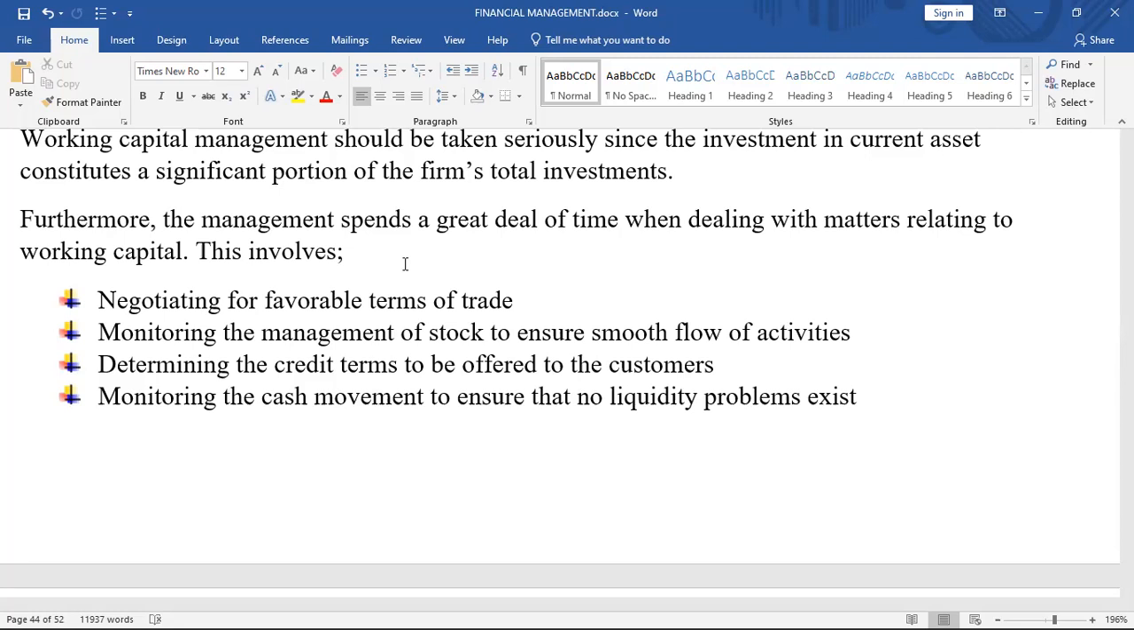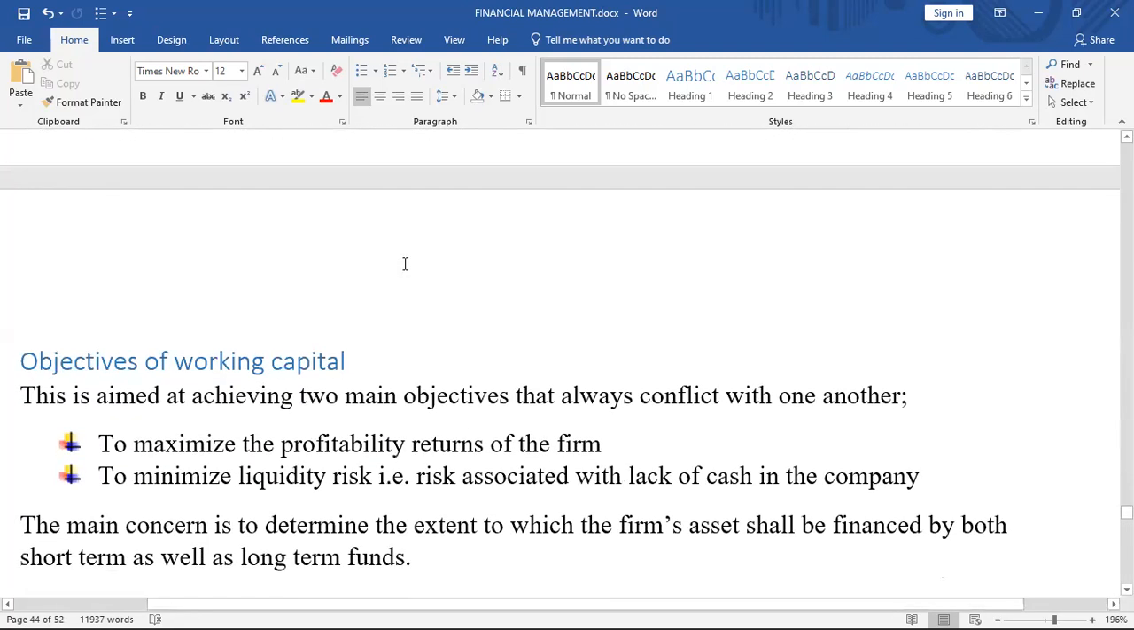It is very critical to ensure that we are not going to come up with issues, and that we are not going to have any constraints in regard to cash flows within the organization. That is why we normally have cash or working capital management. What are some of the objectives of working capital?